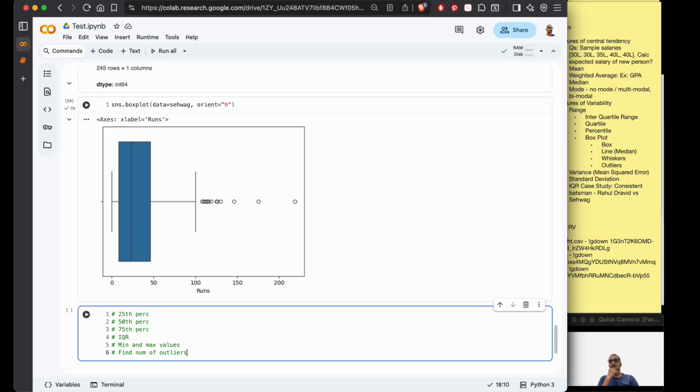Based on the outliers, we will know what percentage of his total data set are outliers, which will give us his consistency score. When we compare it with Rahul Dravid's outlier score, that is when we will know who is more consistent. Right? Let's proceed with these steps.